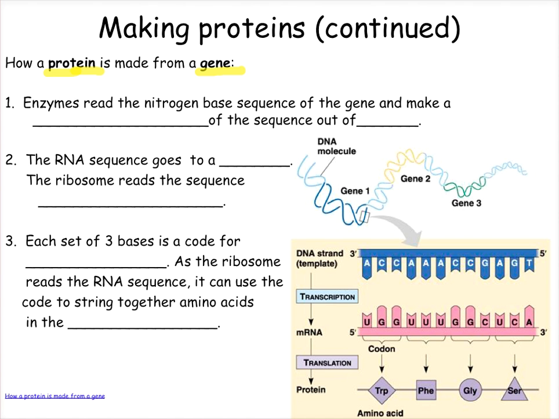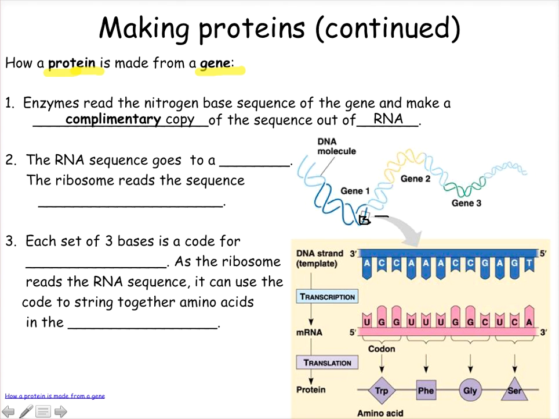All right, first, enzymes in the cell's nucleus will read the nitrogen base sequence of a gene and make a complementary copy of the sequence out of RNA. If we look at the picture here, I would like for you to imagine an enzyme attaching to the double helix. Let's say the enzyme attached right here. There's our enzyme. It's attached right there. And it's going to open this double helix, and then what it will do is it will read one side of the double helix.